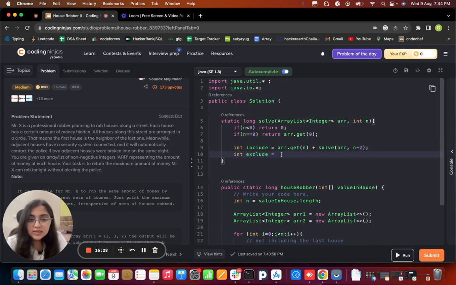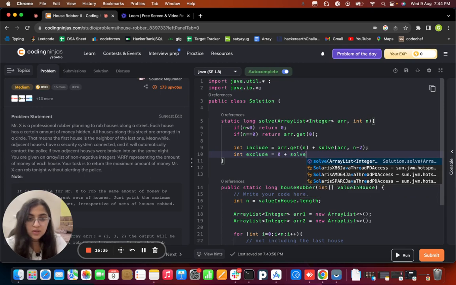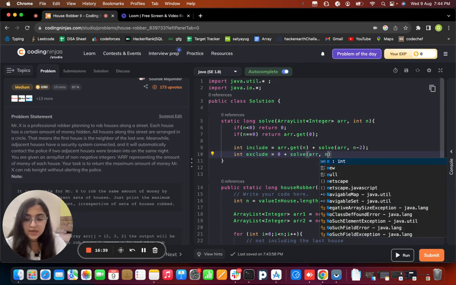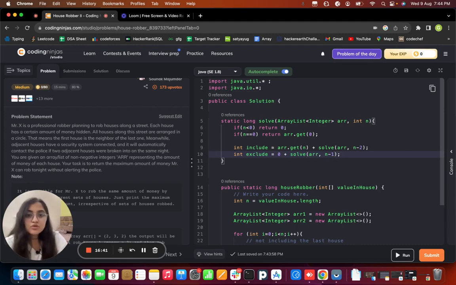So the second case will be where we are not going to include the value. The value that we are going to get will be 0 plus solve. We need to solve and give the array list and the index, that will be i minus 1. So these two conditions are the same as we discussed.